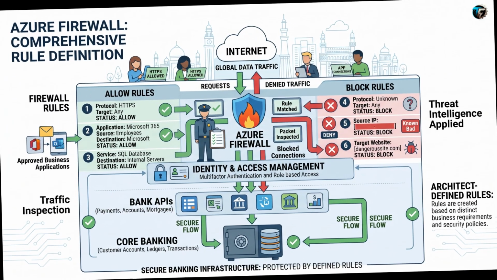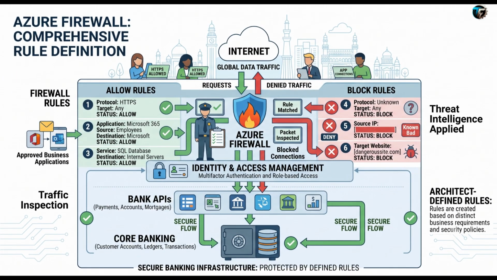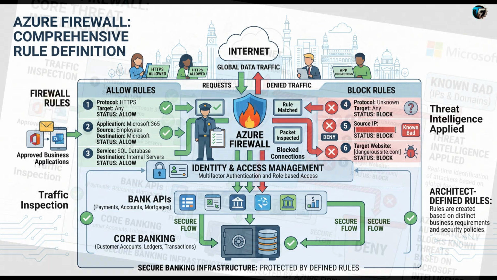Azure Firewall works using rules. For example, allow HTTPS traffic. Allow connections to approved business applications. Block unknown IP addresses. Block dangerous websites. Architects define these rules based on business requirements.